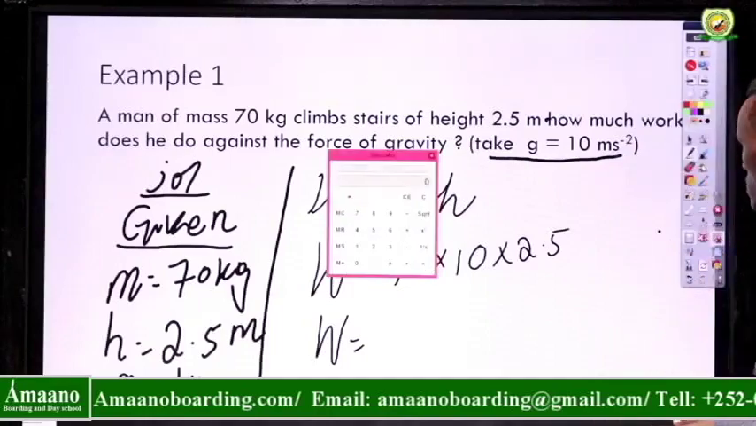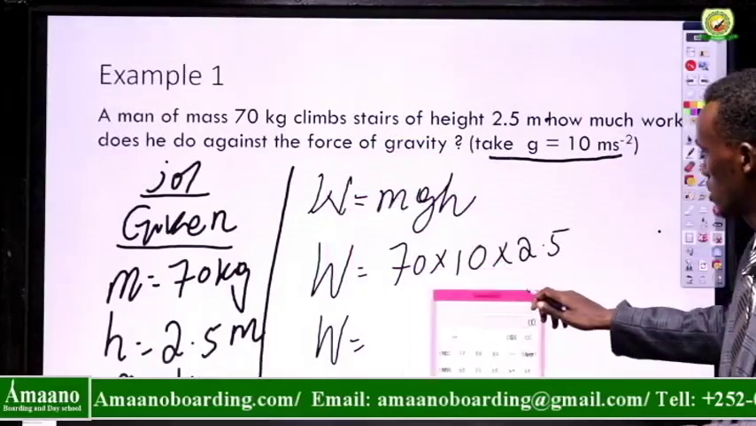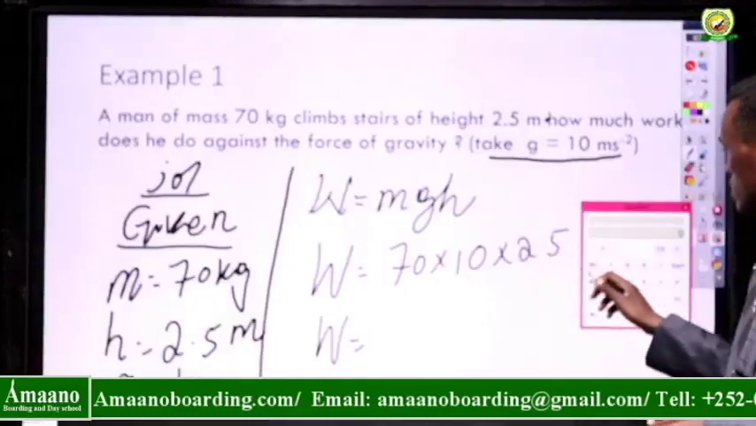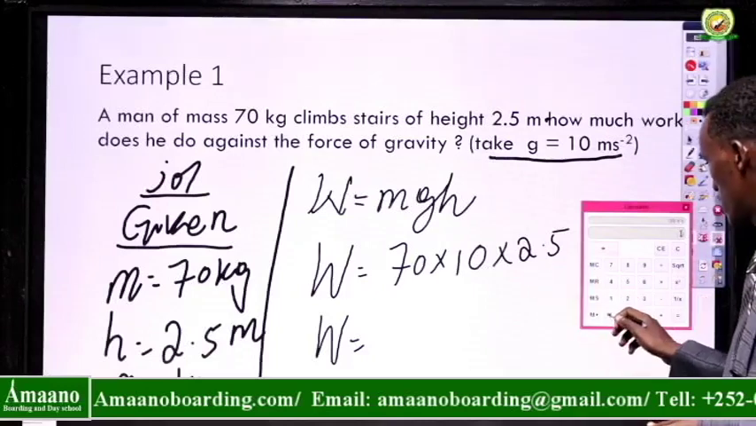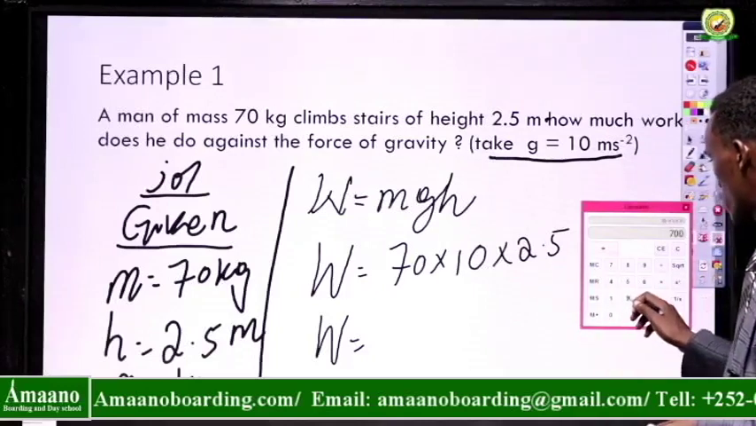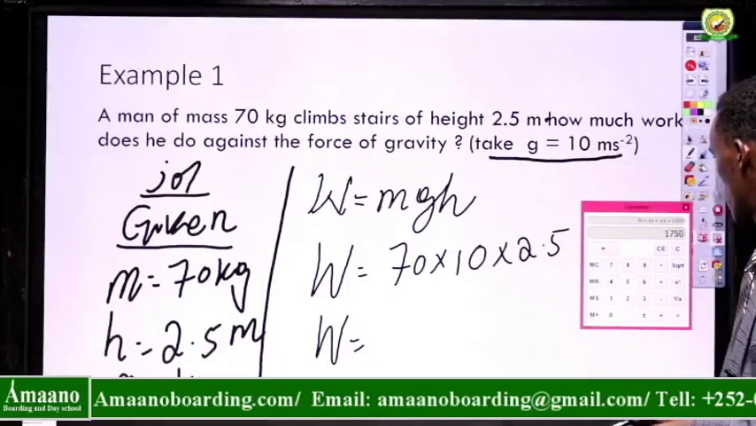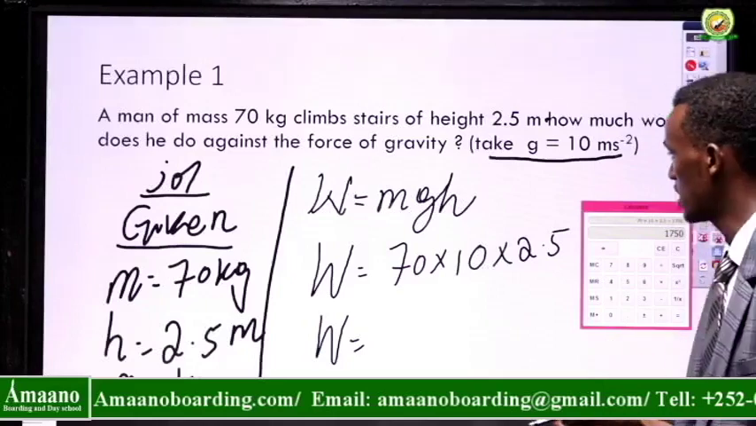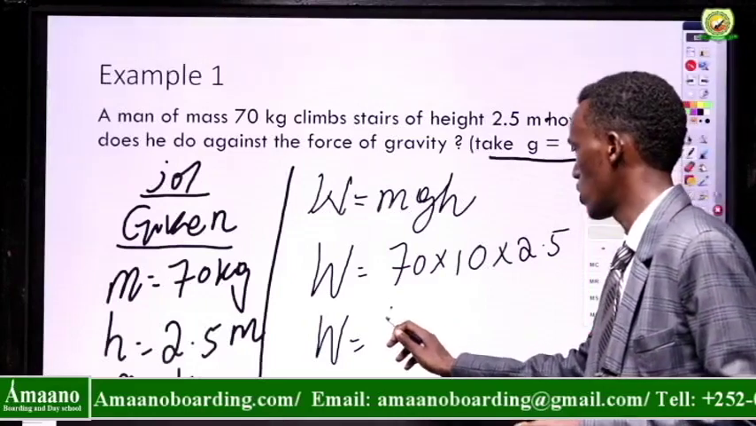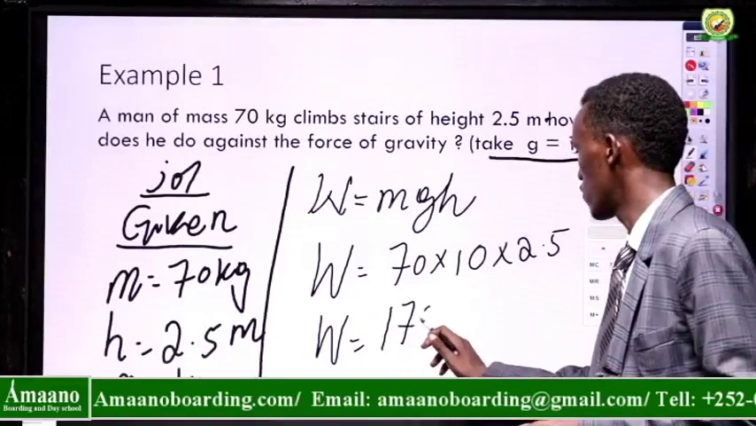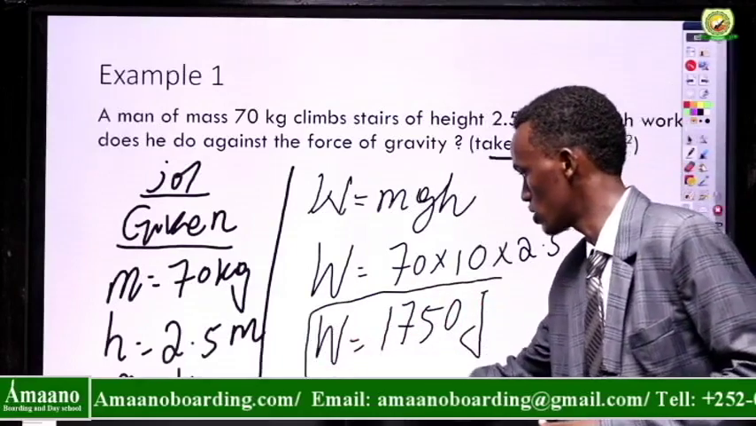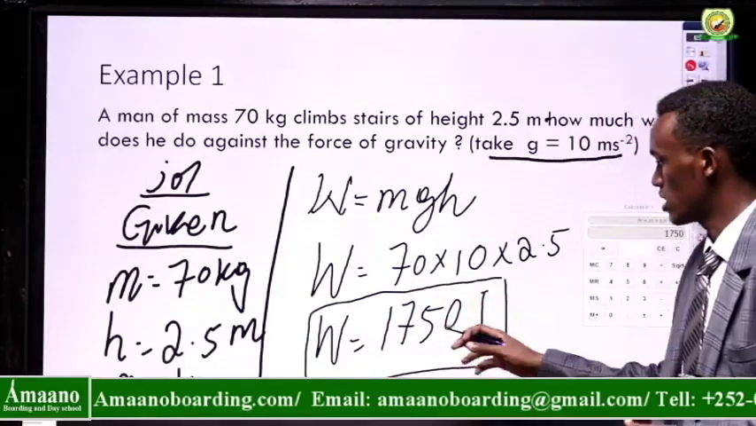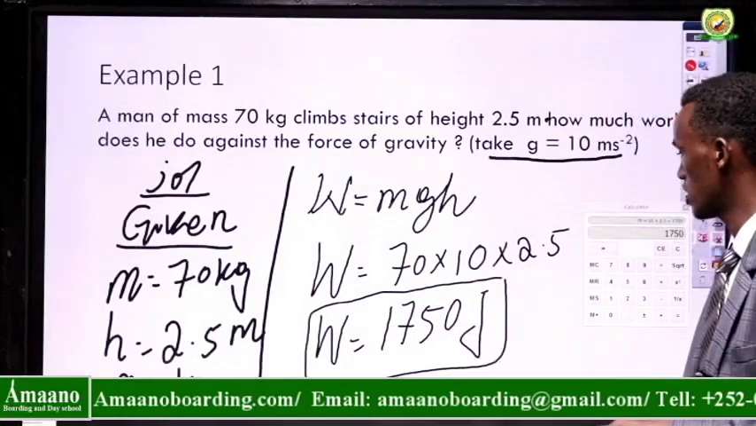Therefore, work done by the gravity is equal to, we use this calculator. 70 times 10 times 2.5. It is equal to 1,750. It is equal to 1,750 joule. So the unit of work done is the joule. So work done is equal to 1,750 joule.